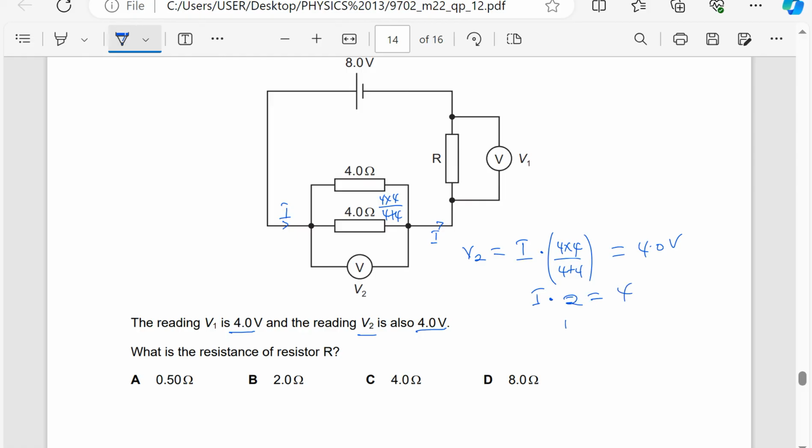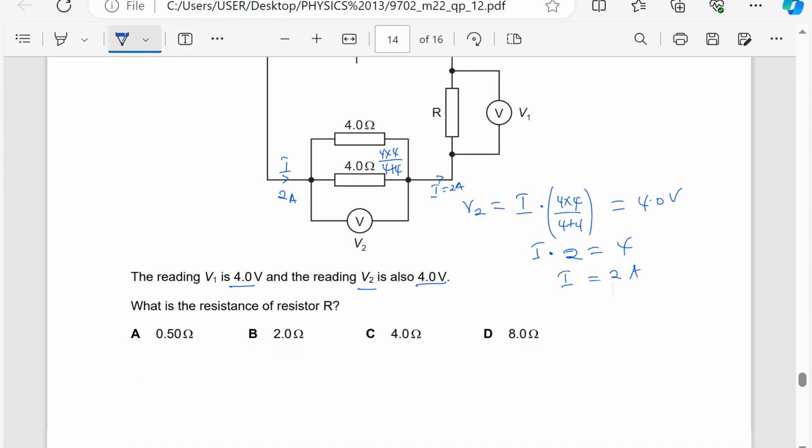So it means I is going to be equal to 2 amperes. 16 divided by 8 is 2. So the current is 2 amperes. It is the same current here, 2 amperes, so it is the same current through V1.